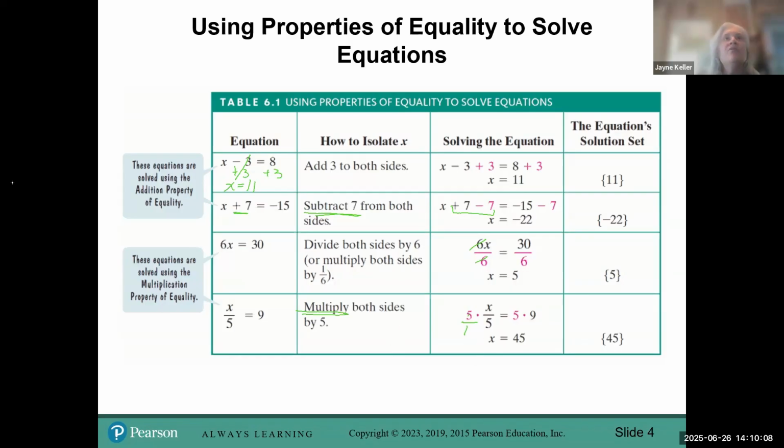And if you do everything right, when you take that solution, so in this case, this solution was 11, and you replace the X with that solution, it should give you a true equation. 11 minus 3 equals 8. That means I solved it correctly. For this one, I should be able to take -22, add 7, and I get -15. So I did that one right as well. That's the way that you can check your work on these.